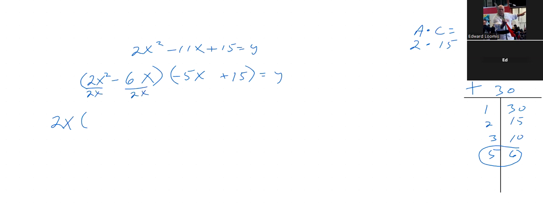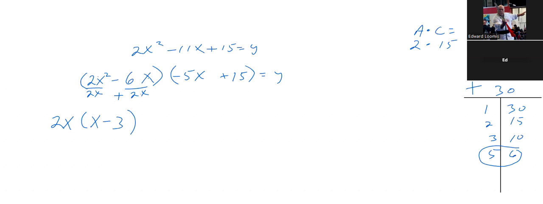2x squared divided by 2x is just going to give me x by itself. There's only one x, I don't need the 1. 6 divided by 2 is 3. X divided by x, they cancel. And I have a negative divided by positive, so my 3x negative, it's going to be a negative 3. So I get x minus 3.